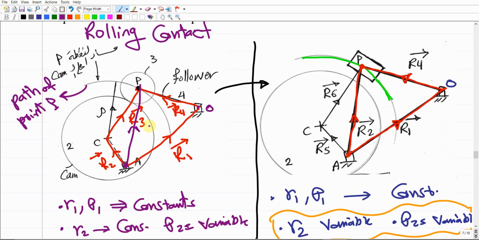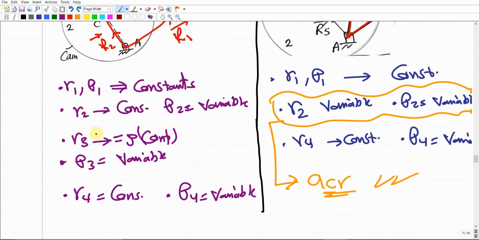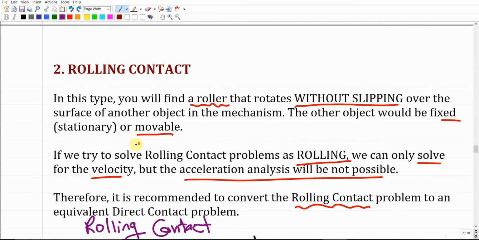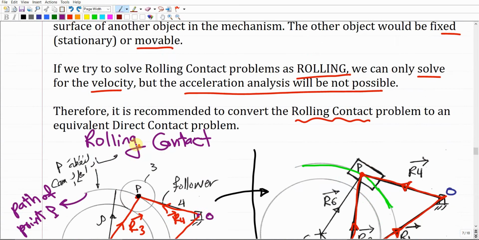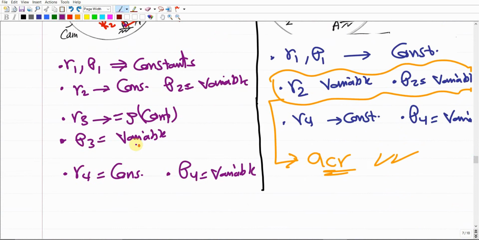One is tangential, one is normal, one is a Coriolis acceleration. But this Coriolis acceleration won't show up for this mechanism if we treat it as a rolling contact problem. But if we convert it into an equivalent direct contact problem, we can end up with this Coriolis acceleration. Make sense? But if we are just interested in the velocities, or we don't care about the velocity or the acceleration of point B with respect to point A, we can even deal with the problem like a rolling contact problem. Make sense? And since we're interested in the complete kinematic analysis of the mechanism, all the time we're going to convert the rolling contact problem into an equivalent direct contact, and the direct contact problem is the one that is going to be solved.